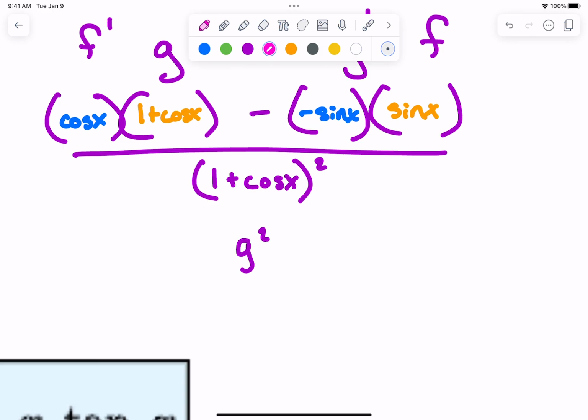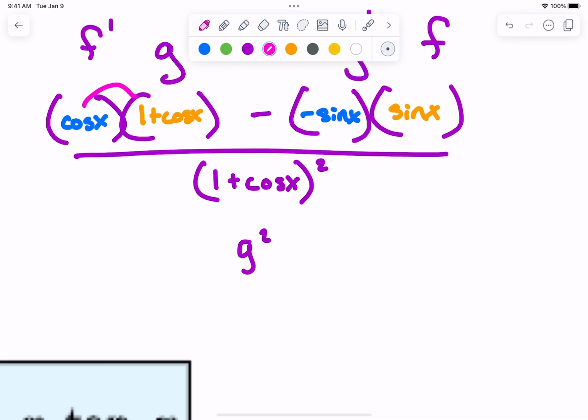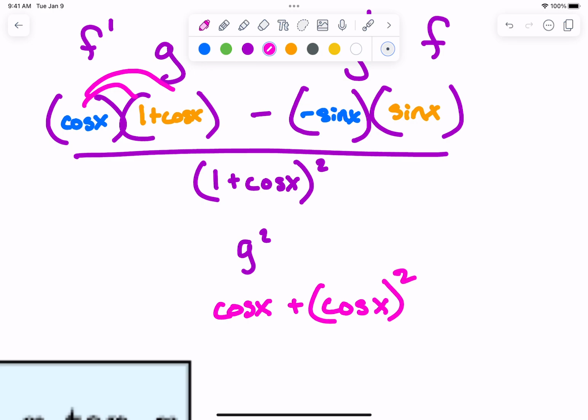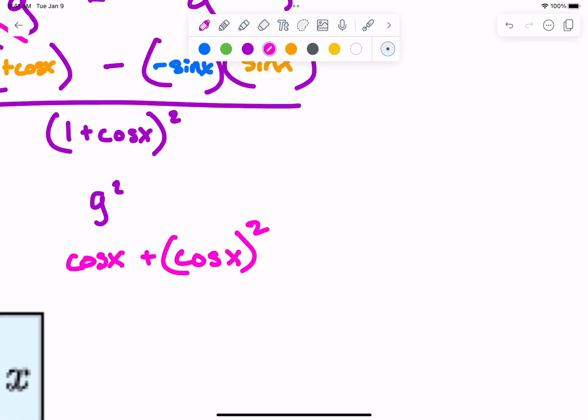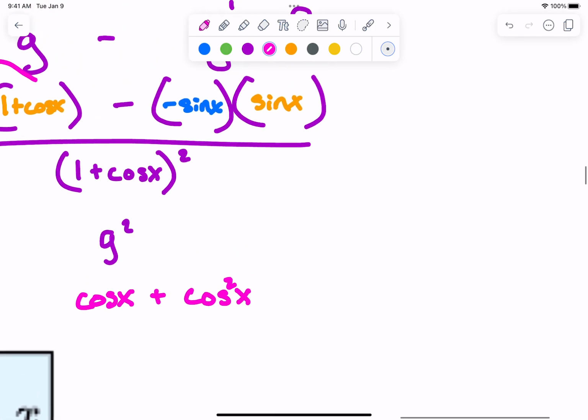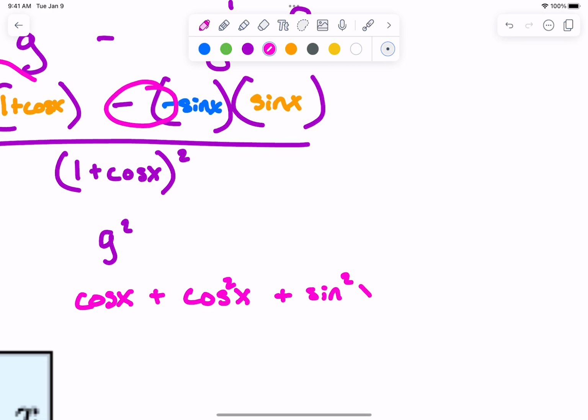Okay, here we go. Cosine times 1 is cosine x. I'm simplifying. What's cosine times cosine? Cosine squared. Instead of writing it as cosine x squared, we write it as cosine squared x. We put the 2 there instead. That's just the way that we write it. And then it will be plus, because minus negative, sine squared x.